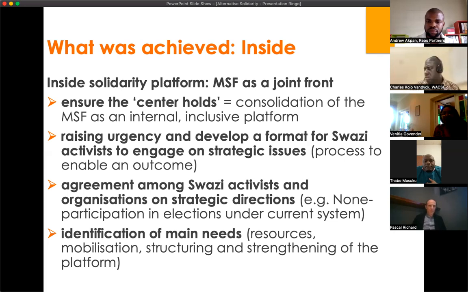So yes, I would not say that the center is totally holding. I think the fact that it is now an issue that is widely debated and widely talked about within civil society, that the need for the center to hold, for me, I think has been a really good influence.